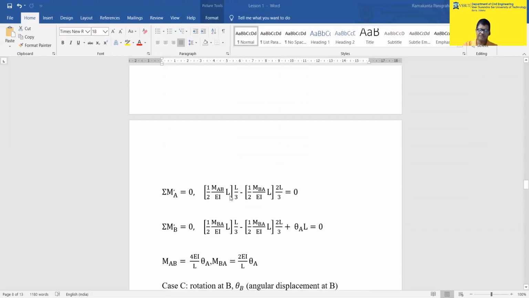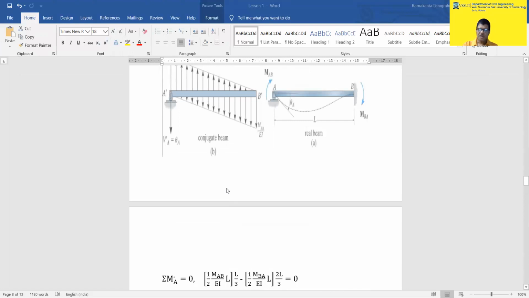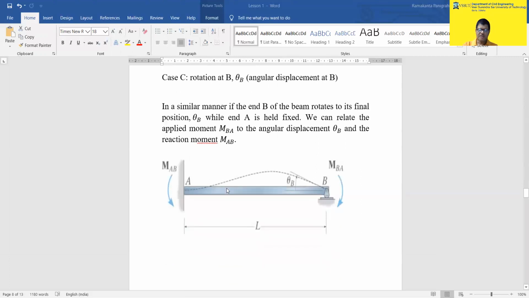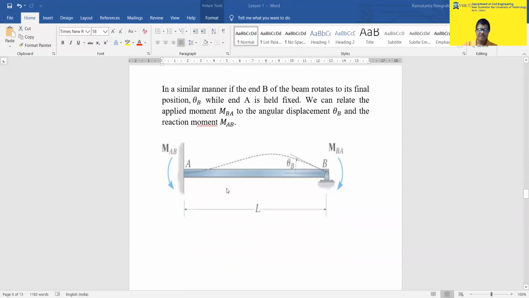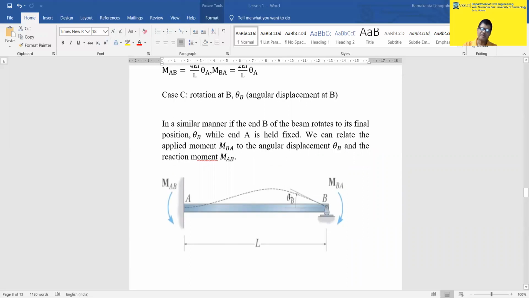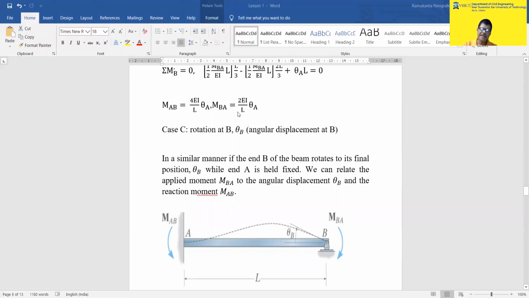So now, if you put the equations again like the previous problem, you draw these diagrams for the bending moment diagrams and the conjugate beams. While doing this theta B rotation here, this end became fixed, and this end remains as usual the hinge support. And if you draw the M by EI diagram and solve like the previous problem, you will find MBA will be 4EI/L theta B, and MAB will be 2EI/L theta B.